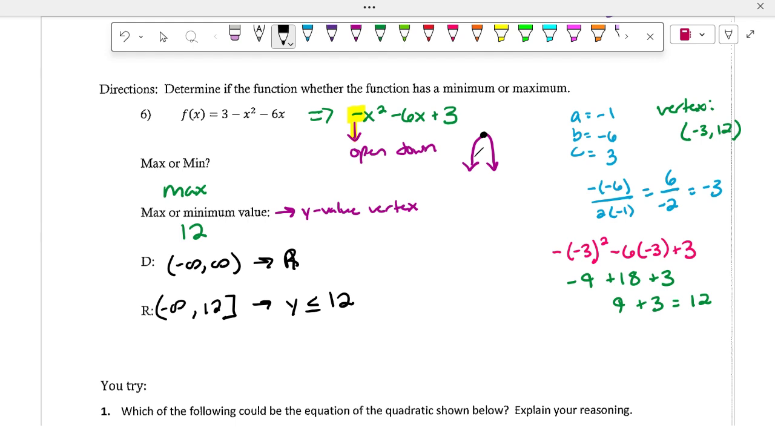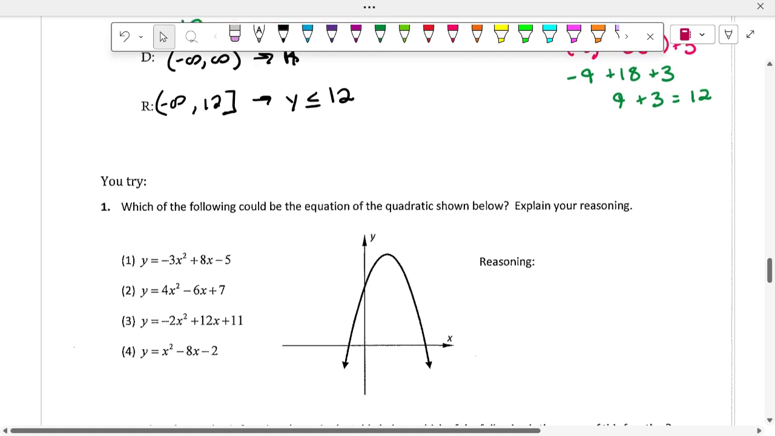Any questions? So again, if it ever asks you for the max or minimum value, they're talking about the y value of the vertex. All right, last one.